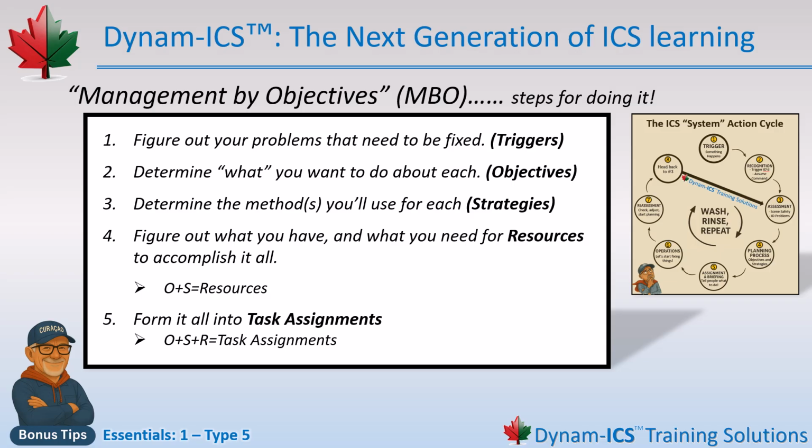This process connects every part of incident management. You identify the trigger, develop objectives and strategies, plan your resources, and assign the work. All to save lives, stabilize the incident, and protect property and the environment. That's management by objectives, and it's the backbone of ICS. Clear, logical, actionable, and best of all, it's humanity's way of problem solving, and it's worked your whole life.